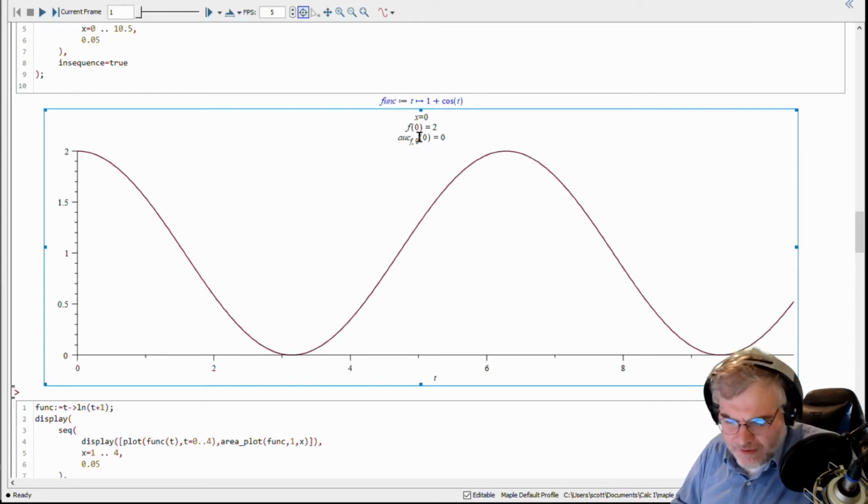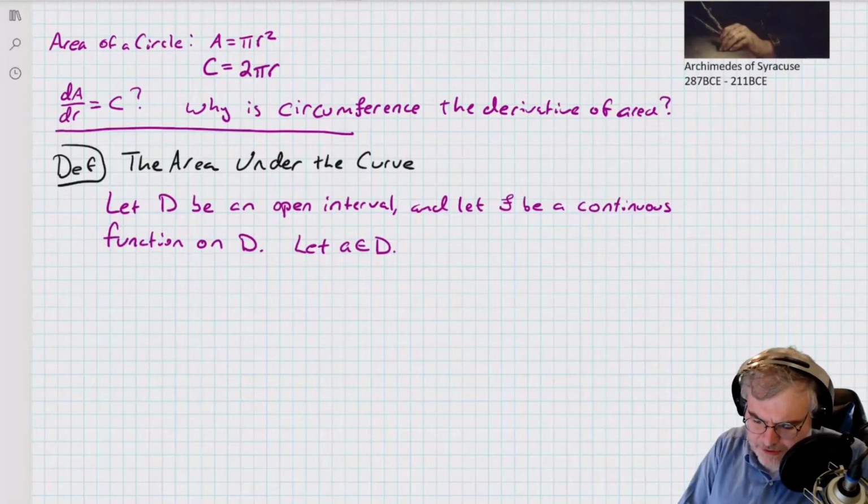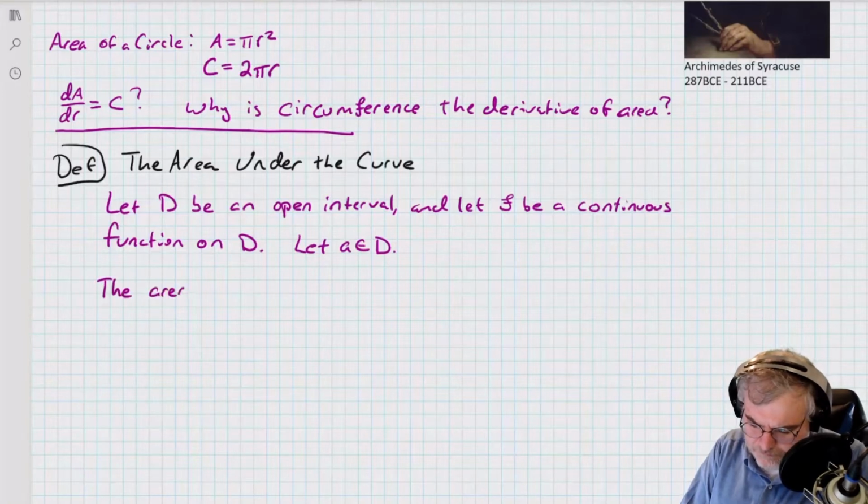So, the area under the curve function that I want to define. All right, so the area under the curve, this is a definition.